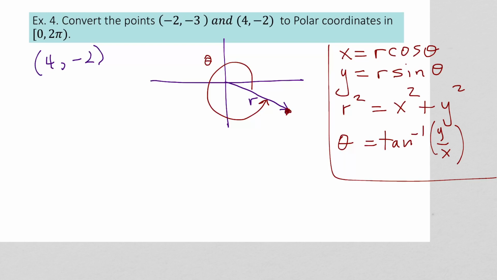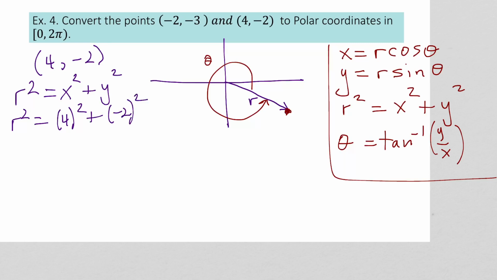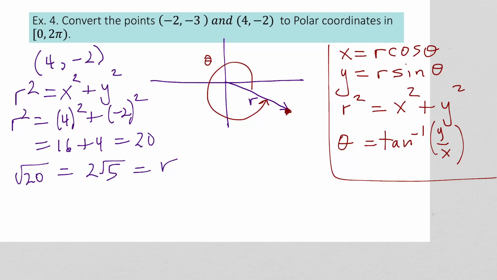Okay, so first let's find r. I know r squared is equal to x squared plus y squared. So I've got 4 squared plus -2 squared. That's 16 plus 4, which is 20. So the square root of 20 is equal to 2 square roots of 5. This is my r. Next I'm going to find theta, which is equal to the inverse tangent of y over x. We can just leave it like that instead of making it -1/2.